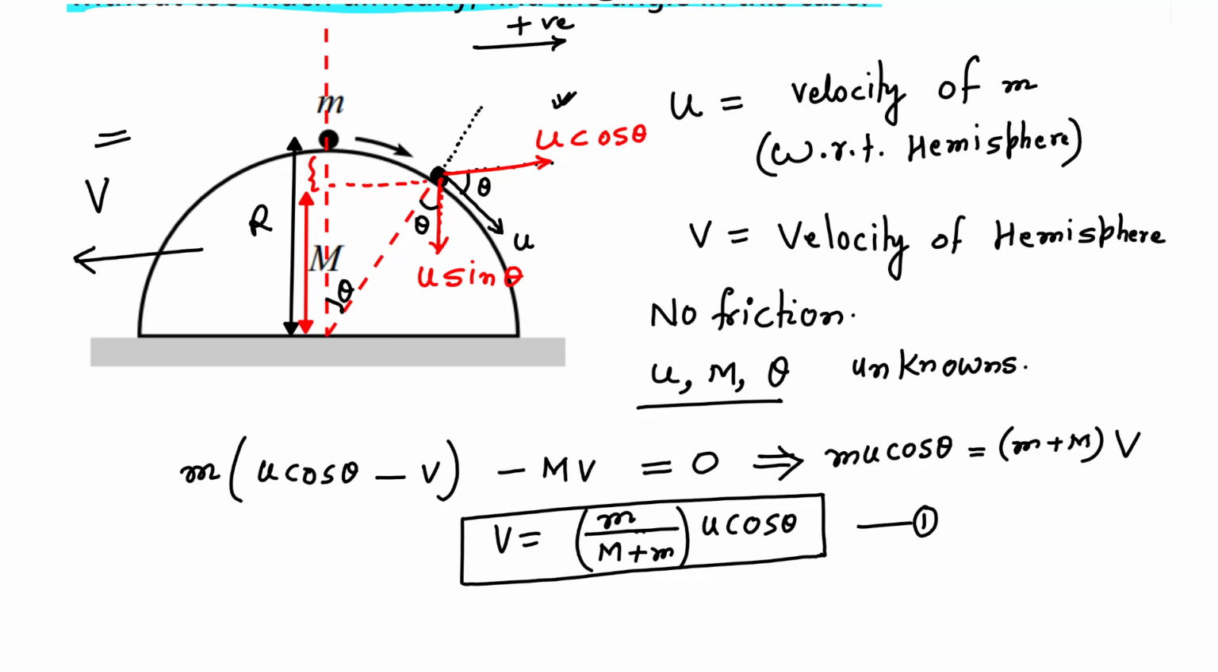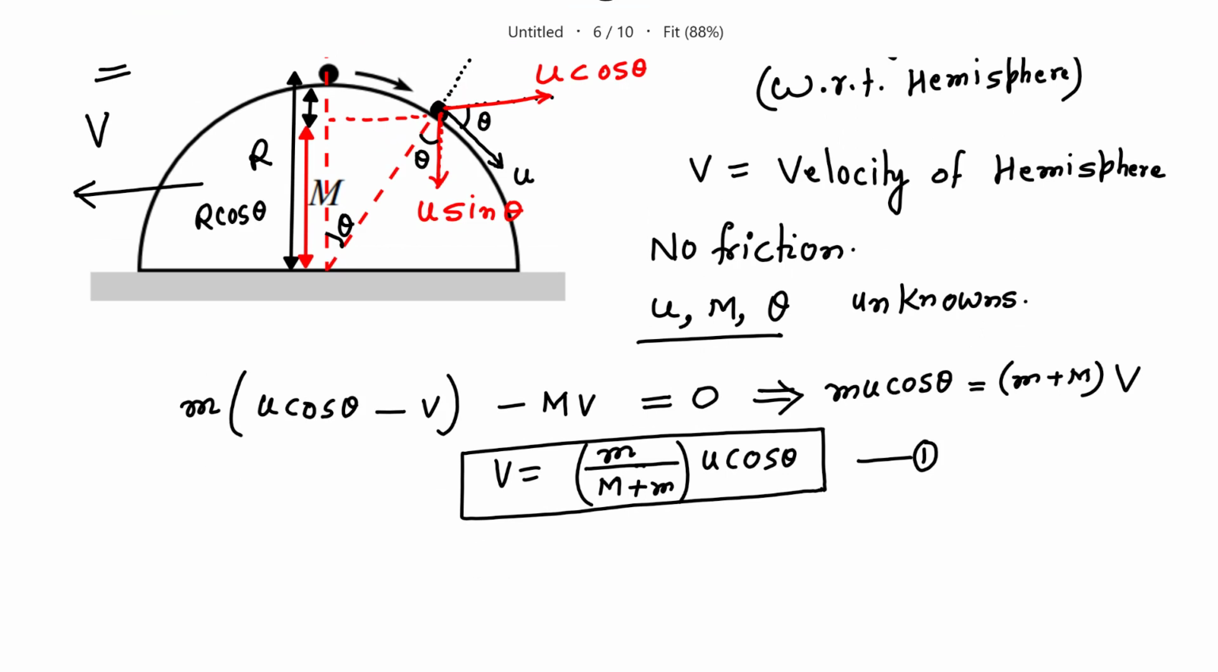So let me write it here. This is r cos theta. So this is a small length, and this length will be r minus r cos theta. So if I apply energy conservation, there is a loss in potential energy. How much loss? This is r minus r cos theta, that is the loss in potential energy, times mg.